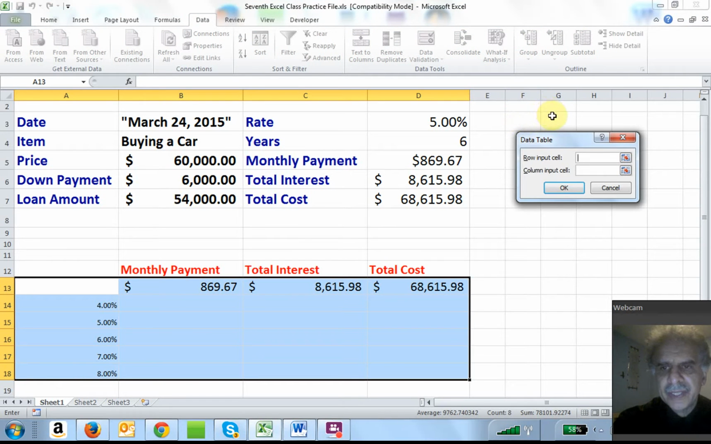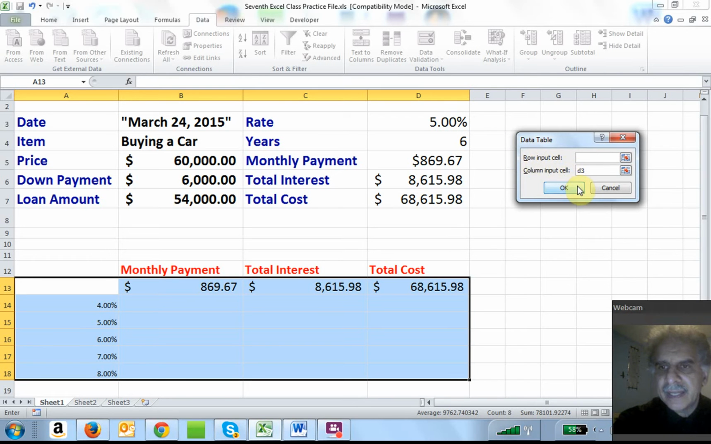And now I have to be careful to complete this task. I'm going to recall that I store my interest rate in a column, because I'm changing interest rate from 4% to 8%. The monthly payment, total interest, and total cost would be the ones that I'm going to calculate. So I'm going to come to the column input, and then I have to find out where the initial interest rate is stored. The initial interest rate is stored in D3.